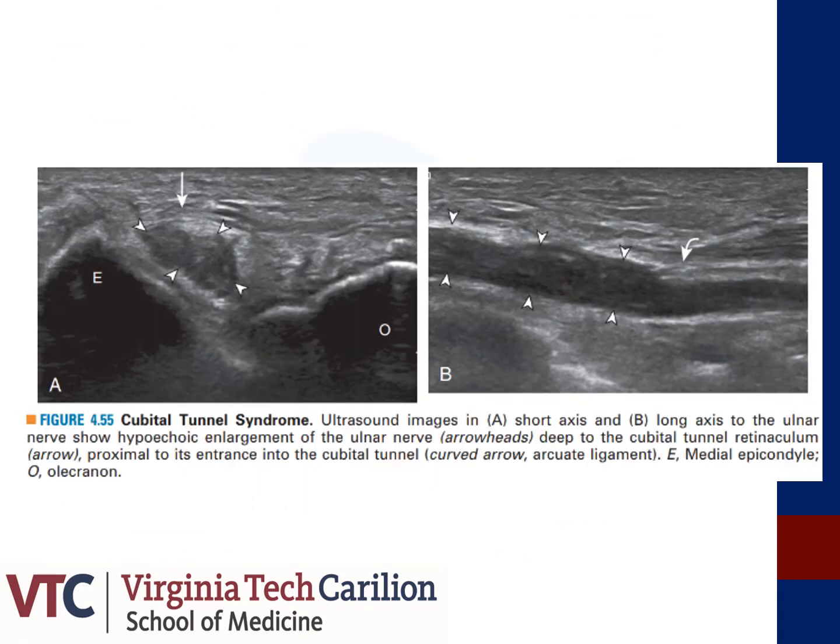Here are two ultrasound images of the ulnar nerve as it is entering into the cubital tunnel, both in a cross-sectional axis and in a longitudinal axis. The next question that we will be addressing is: what are the diagnostic criteria for cubital tunnel syndrome?